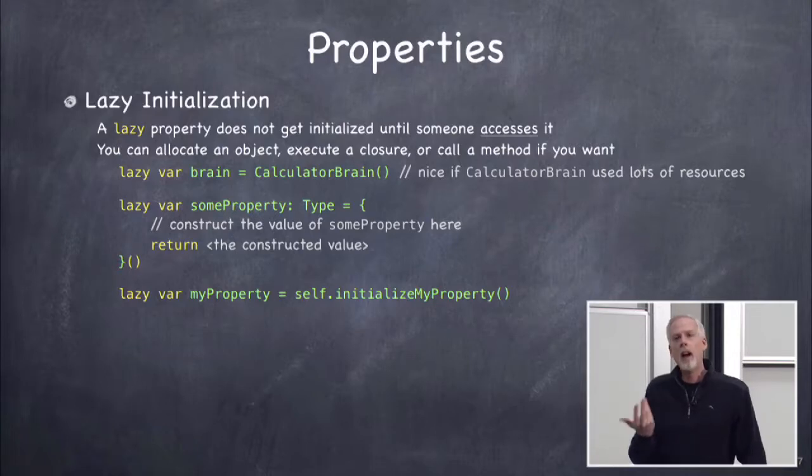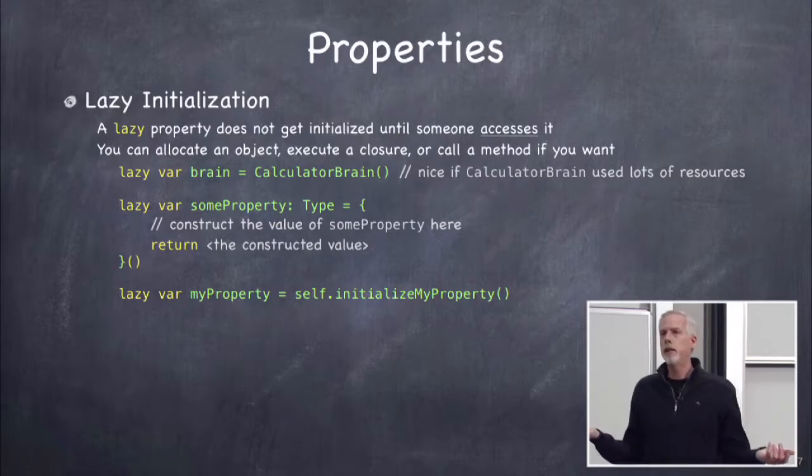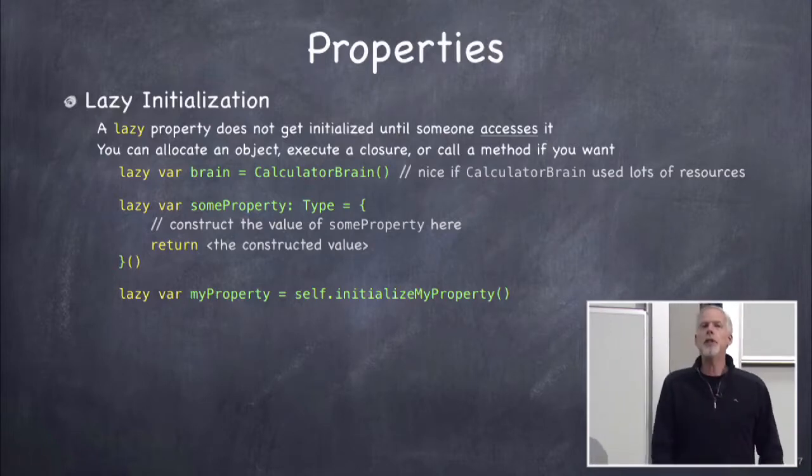Okay? It's impossible. Because if you need to initialize something to be allowed to send messages yourself, and you need to send a message yourself to initialize something, it's a deadlock. You can't do it. Okay? Well, lazy lets you do it.